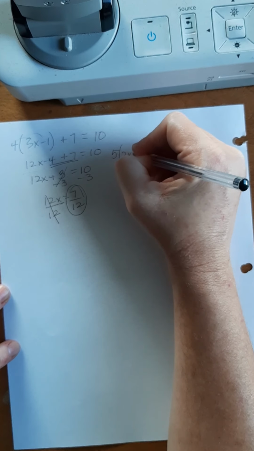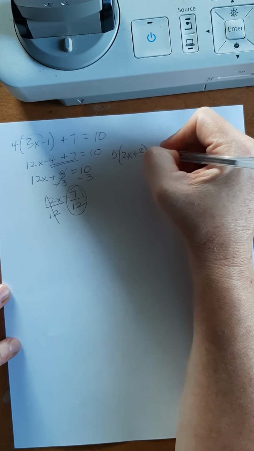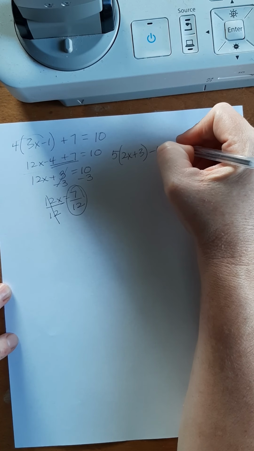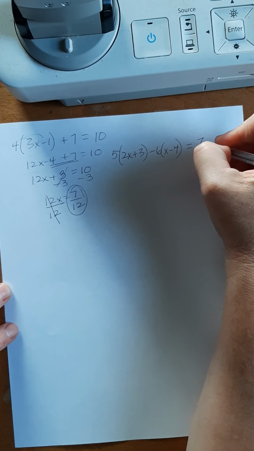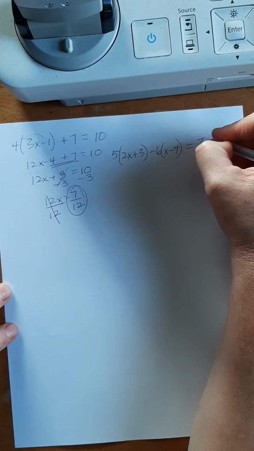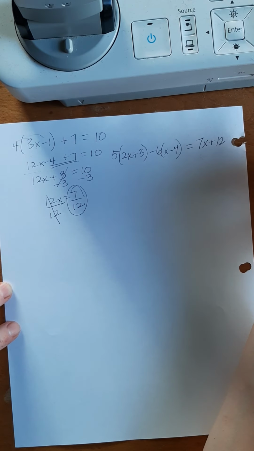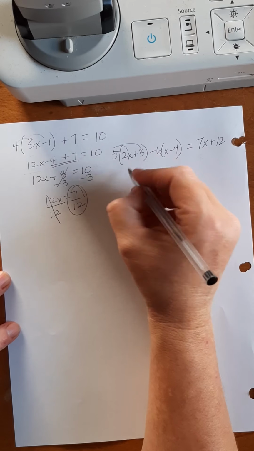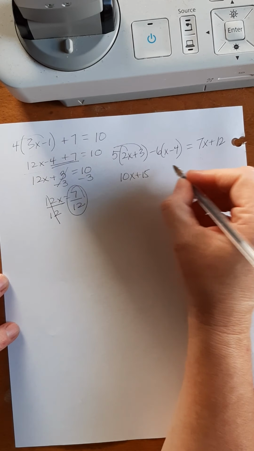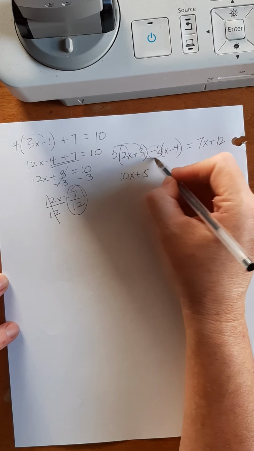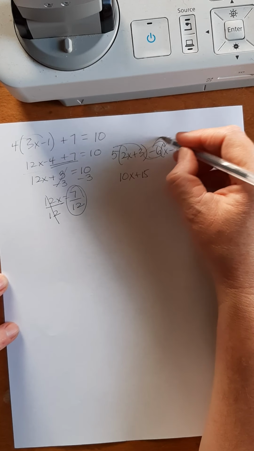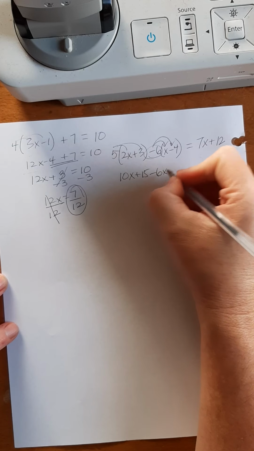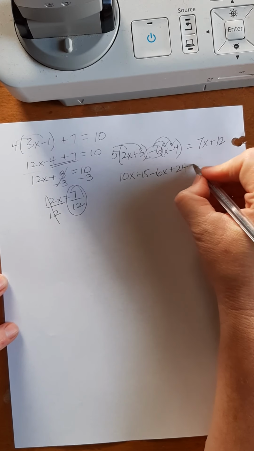Let's say I even have 5 times 2x plus 3, minus 6 times x minus, I don't know, 4 equals, let's just go all out, 7x plus 12. Now the first one distributing, not too bad, 10x plus 15. However, this one with a negative, if you're going to make a mistake, it's probably going to be right here. So distribute the negative 6 to both of them. So negative 6x plus 24.